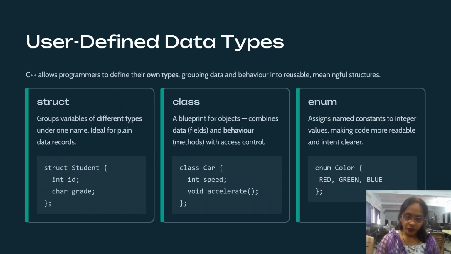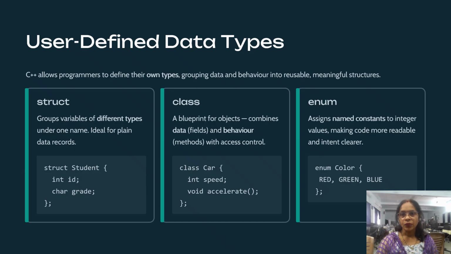Now in this next slide we will discuss user-defined data types. First, what is a struct? A struct is a group of variables of different types under one name, and it is used for plain data records. For example, here student is declared as a structure, and we use different data types such as int id and char grade.